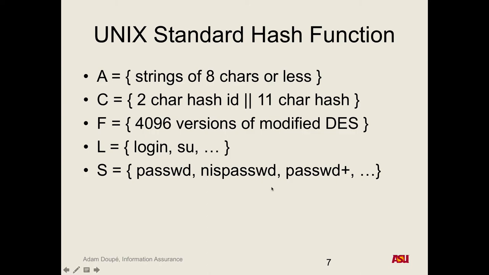So let's say, it doesn't actually say, but let's say the hash is 11 bytes. How many passwords would you have to try to find that new A prime that hashes to the same value? 256 to the 8th. Oh, sorry, I was thinking of the 8 character. With the hash, it's 256 to the 11th, which is a fairly large value.